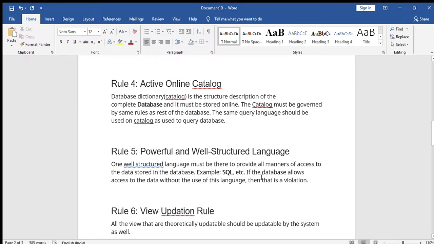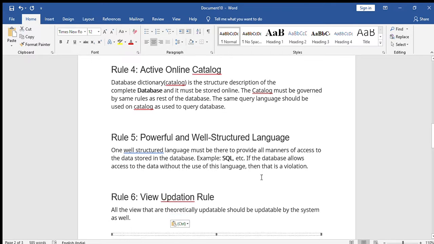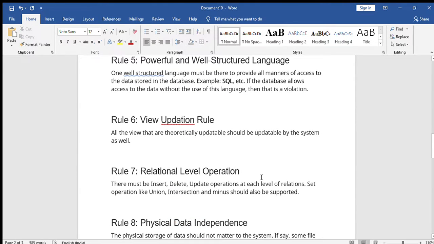If the database allows access to the data without the use of this language, then it is a violation. Right? Suppose you want to use more relations, but you can't work with MS Access. At that moment, there will be a mismatch. To avoid that, we need to use well-structured languages. Next one is what? View updation rules.